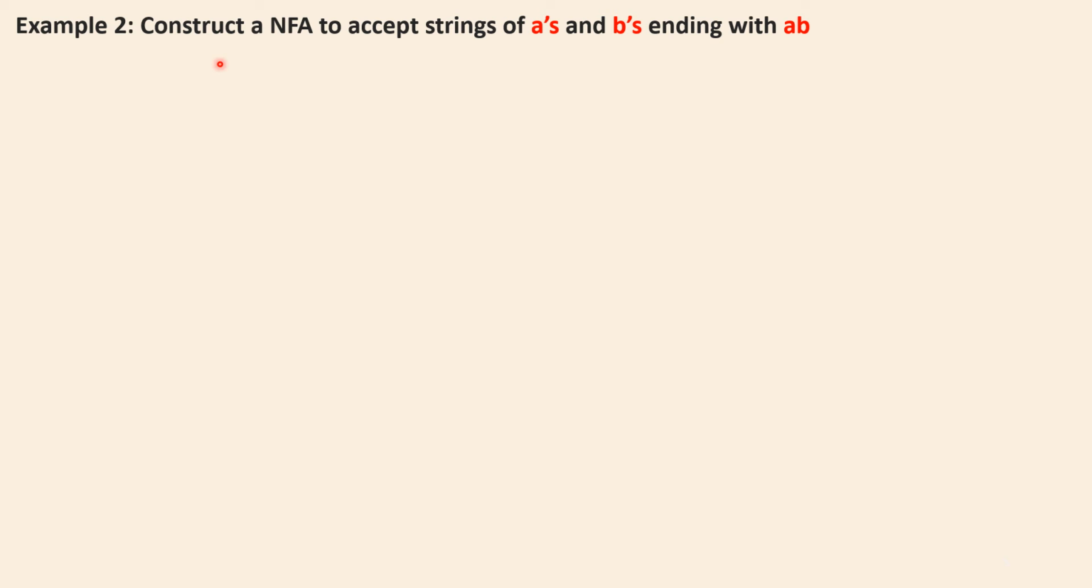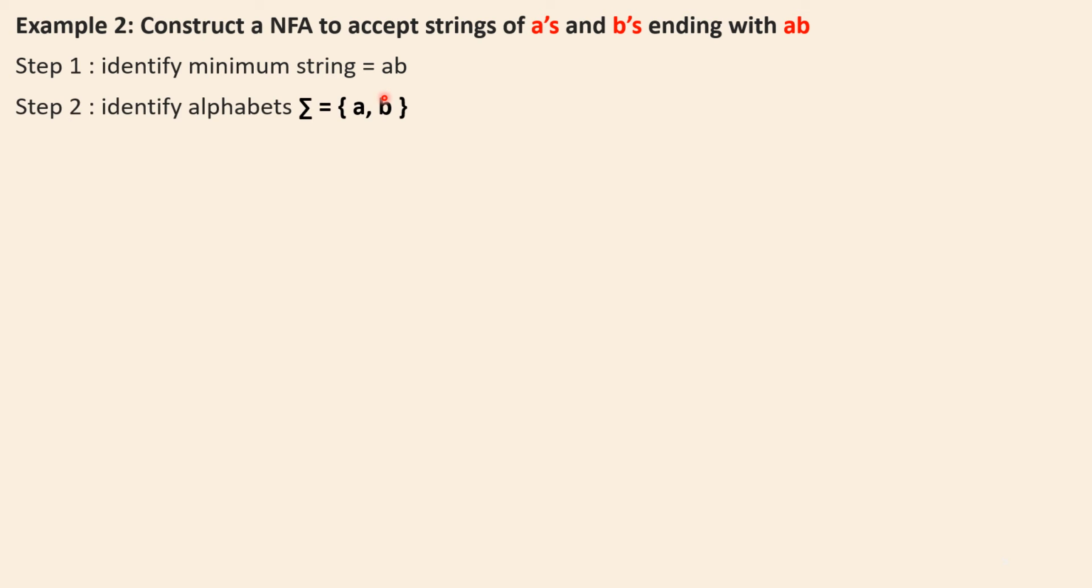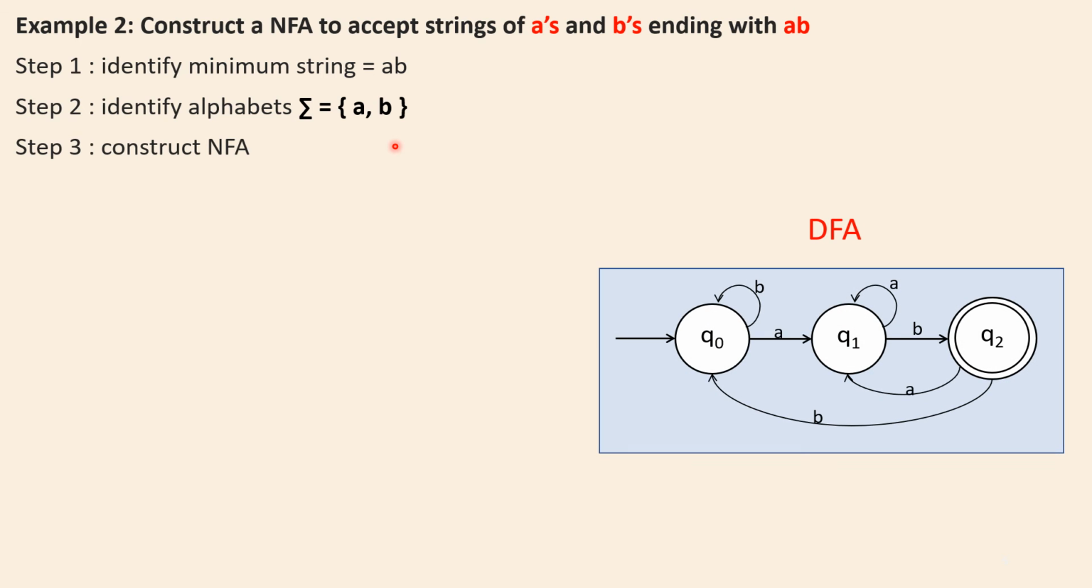So let us take another example. Here we have to construct an NFA to accept A's and B's ending with AB. So the first step is to identify the minimum string, that is AB. The string is ending with AB, and the input symbols are A, B. The alphabet is A, B. Now let us construct the NFA.